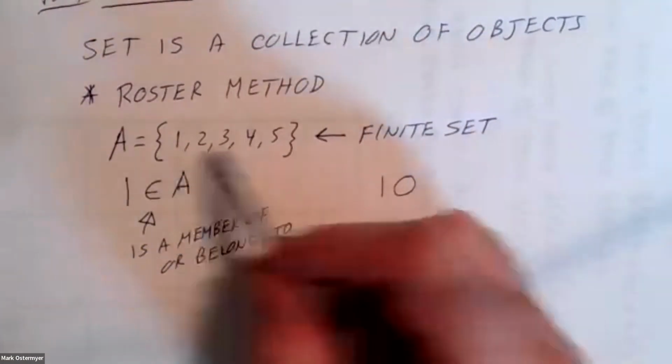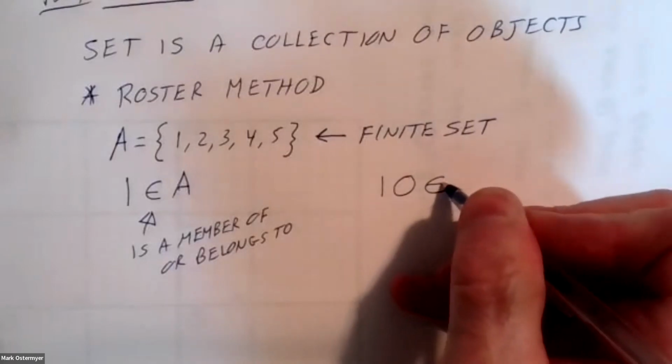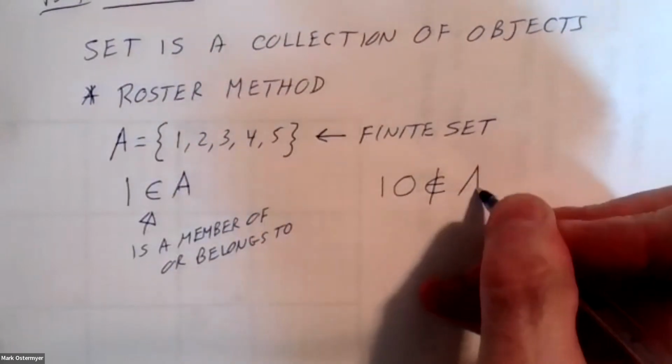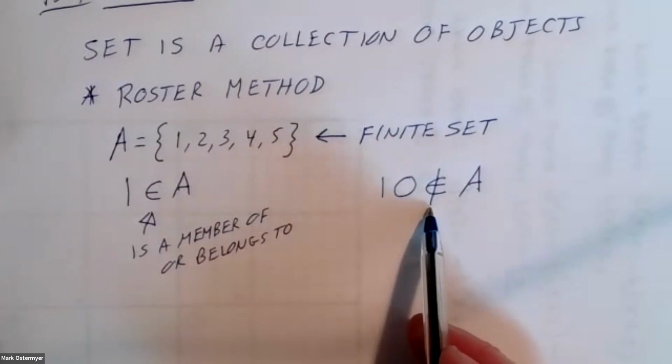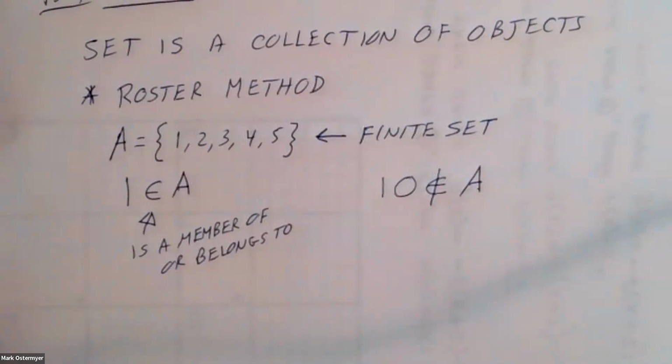10 is not in the set. So 10 does not belong to or is not a member of set A. Putting a slash through this symbol means is not a member of or does not belong to set A. Does that make sense?